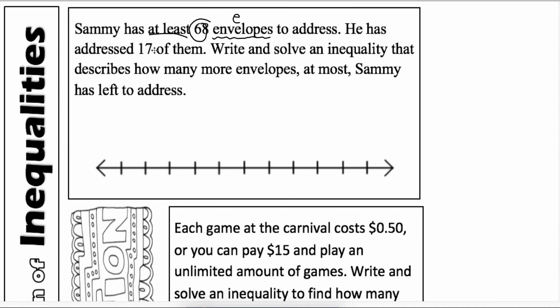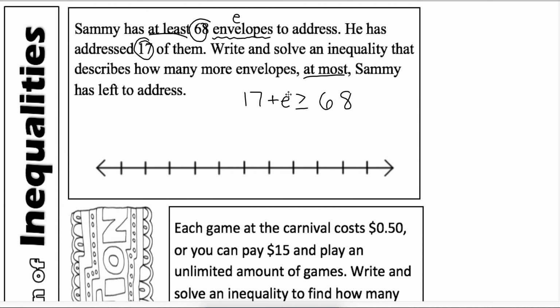He has addressed 17 of them so far. Let's give that a circle. Write and solve an inequality that describes how many more envelopes at most Sammy has left to address. Well, we know he has to make at least 68, so that's going to be our total. 68 is our total. We know that he has already addressed 17 of them. If we add to that the rest of the envelopes, how many envelopes does he have to make at most to get to 68? Well, at most means greater than or equal to.